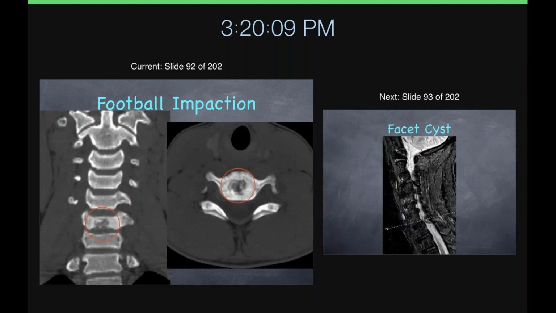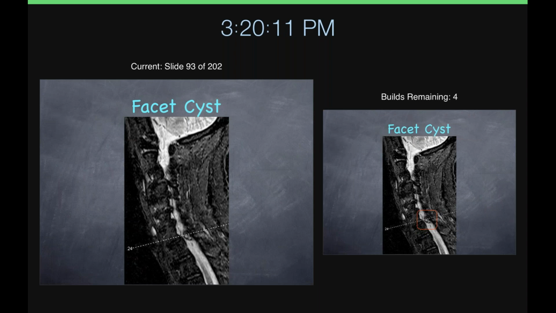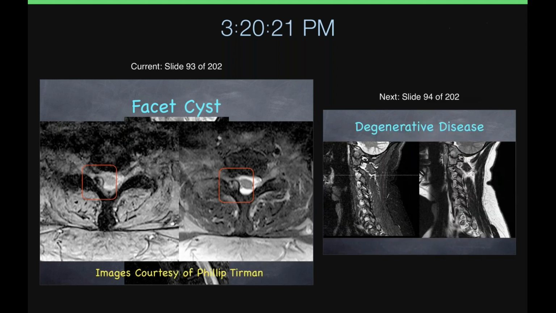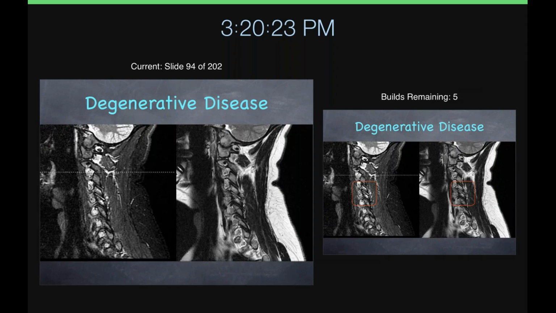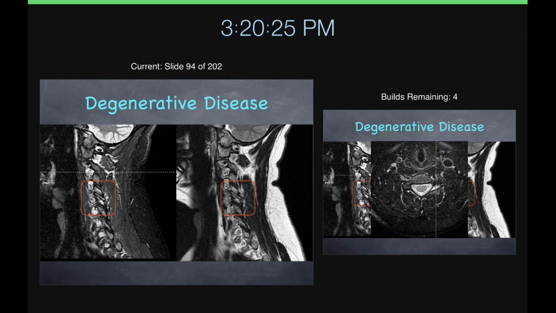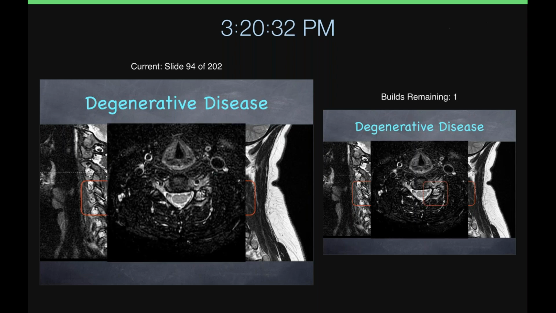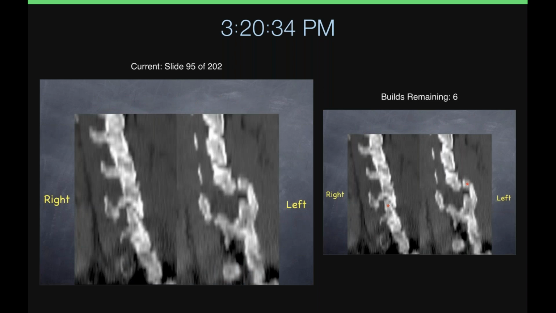Okay, so that's a facet cyst. What is that here? And this just shows a calcified facet cyst also producing neurologic compromise. Why do I have degenerative disease in here when we're just talking about trauma? This just shows some facet degenerative disease, but this is supposed to be a trauma section.